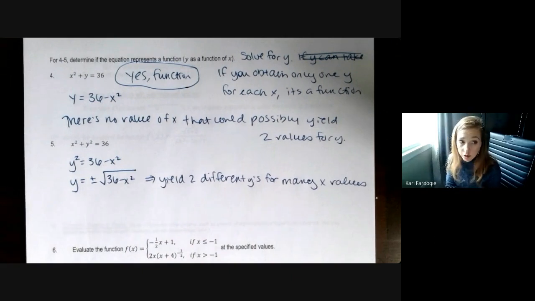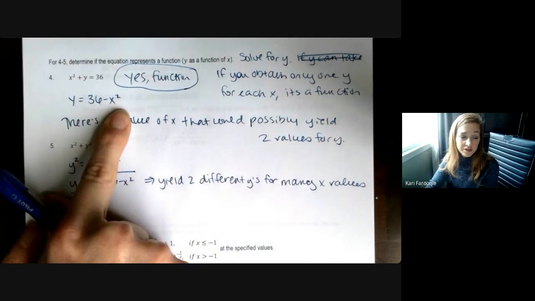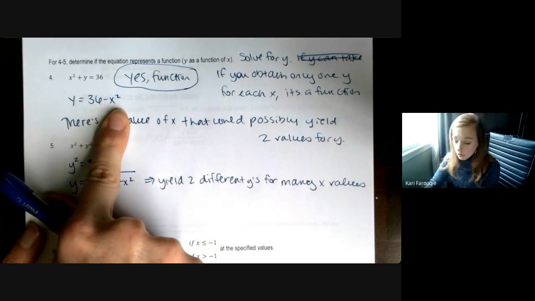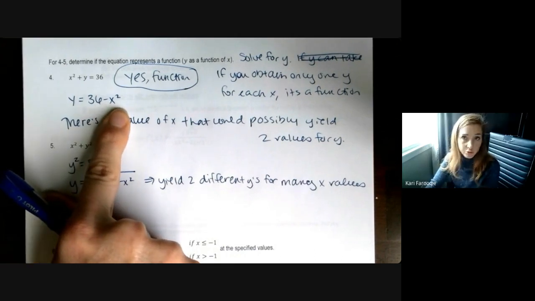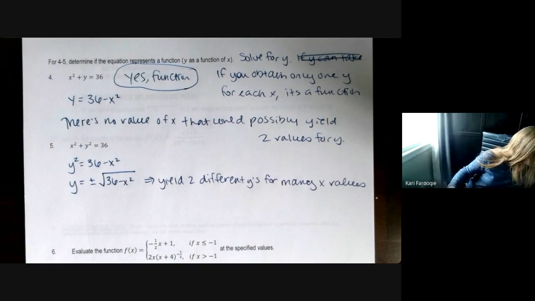Another way that you could think about this, though, is we know what kind of equations we have here. If you don't remember this one, y equals 36 minus x squared, this is a quadratic equation which is represented by a parabola.